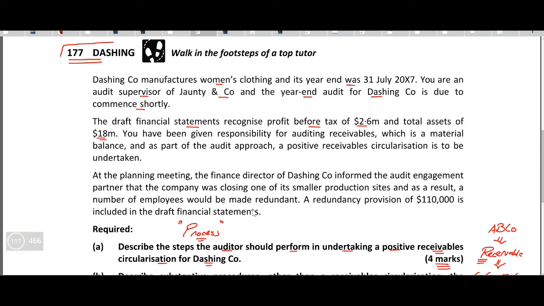Basically, you have a D part as well, which is related to the audit report. For that, they have given you the benchmarks, but we are not going to do that D part right now, which is a material balance as part of the audit approach. A positive receivable circularization is to be undertaken.